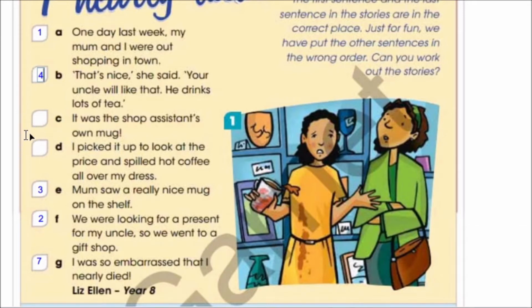Now number 5. Very good. D. I picked it up to look at the price and spilled hot coffee all over my dress. So the mug has coffee inside of it. It's not for sale. So what's next? Very good. C. It was the shop assistant's own mug. And the last sentence is G. I was so embarrassed that I nearly died.